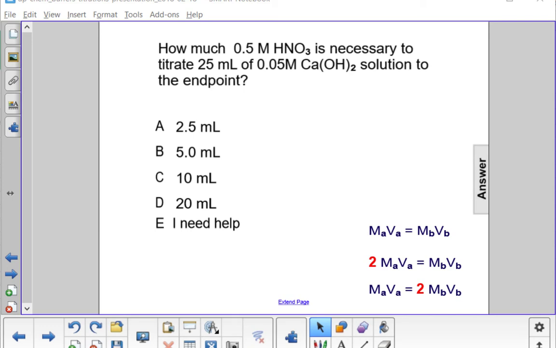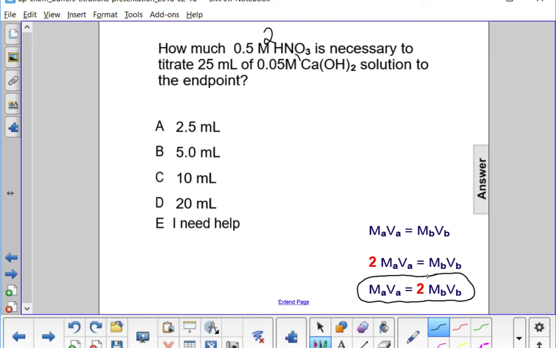How much 0.5 molar HNO3 is necessary to titrate 25 milliliters of 0.05 molar calcium hydroxide solution to the end point? So here we have a 2-to-1 mole ratio, 2 moles of acid to 1 mole of base. And so after that whole cross multiplication, this is the equation that we came up with in the instructional materials.